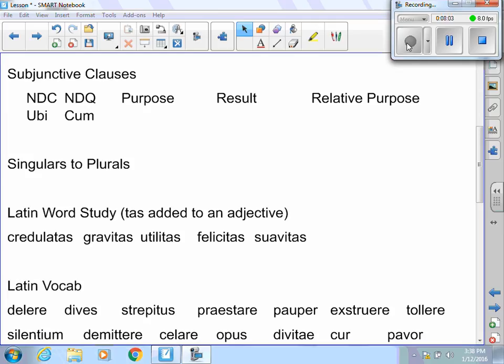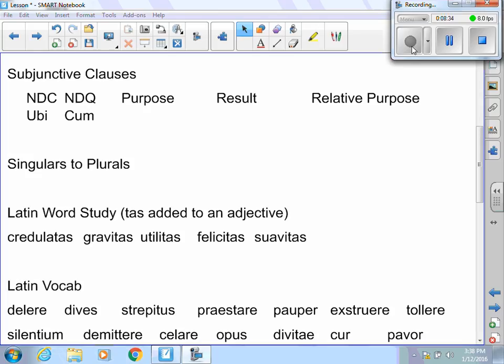If you have a relative like qui, quae, quod, quam, quas, quod, whatever, you have a relative pronoun with a subjunctive, you're probably dealing with a relative purpose clause. Careful not to mistake a relative pronoun for an interrogative pronoun. So quis and quid are asking questions. Qui and quod are relative pronouns. Ubi clause has an ubi with a subjunctive. Cum has cum with subjunctive.